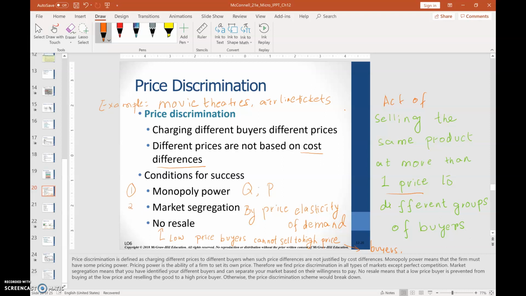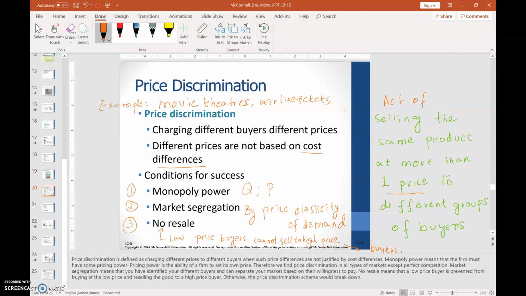Number two is market segregation. The monopolist is dividing the market based on the price elasticity of demand of the buyer. If the demand of the buyer is price inelastic, the buyer will be charged a higher price compared to if the demand is elastic.